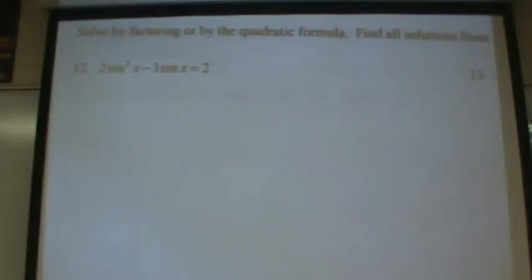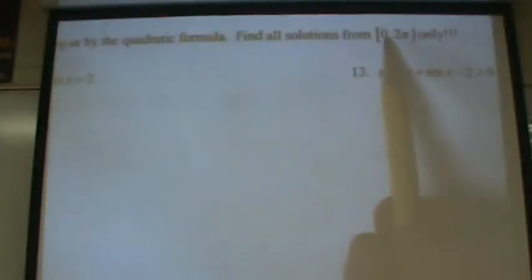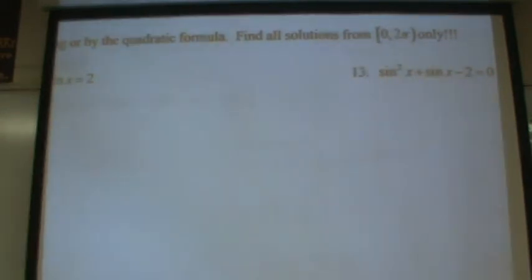On to the back page. The back page is all factoring. We're using the quadratic equation. When possible, always factor. It will save you time. So for number 12, we're also looking for the interval 0 to 2 pi. So we're not adding and subtracting that 2k pi this time.